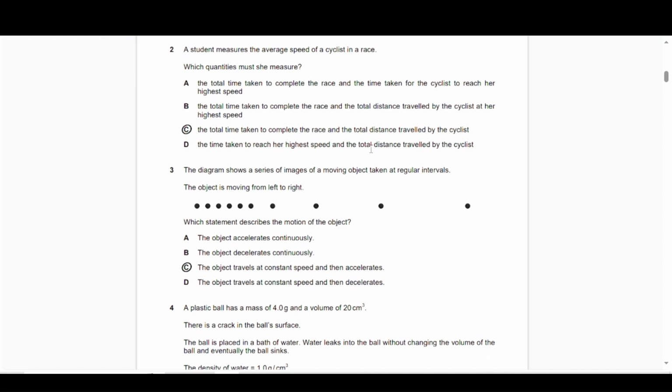But they've got the total distance traveled. So you don't want that. You don't want the highest speed. You want the total time and the total distance.